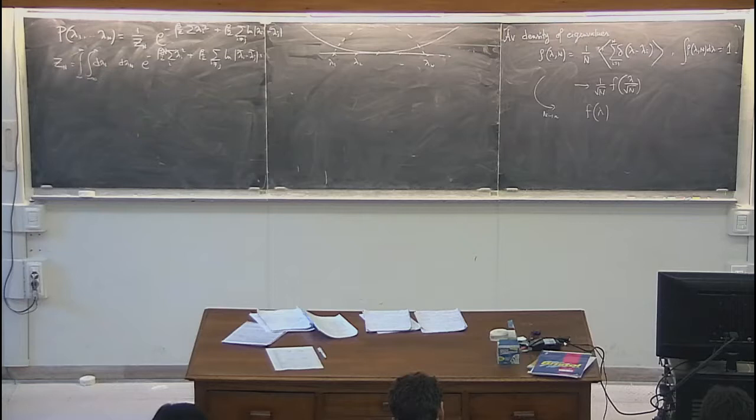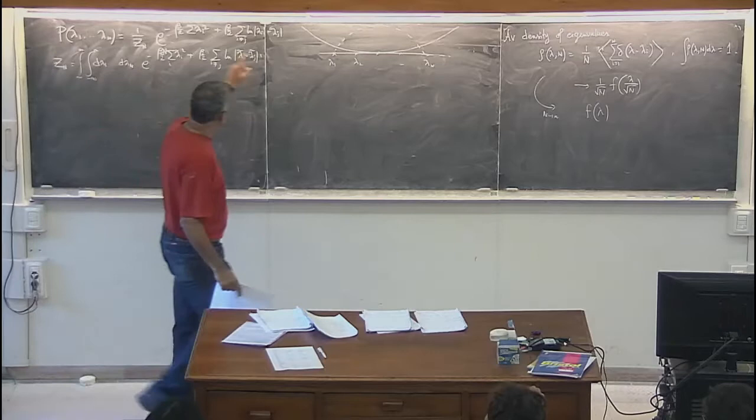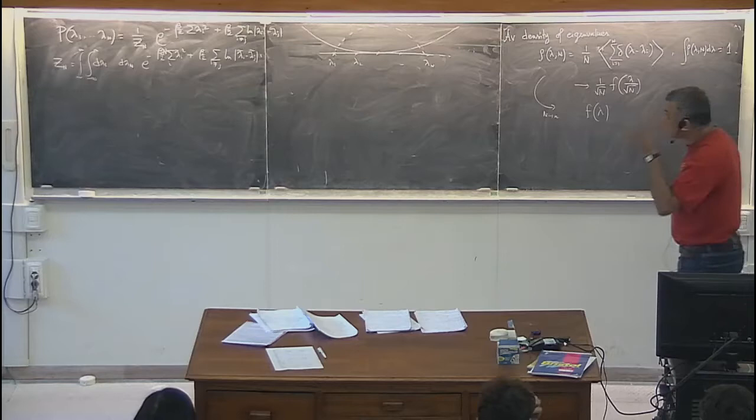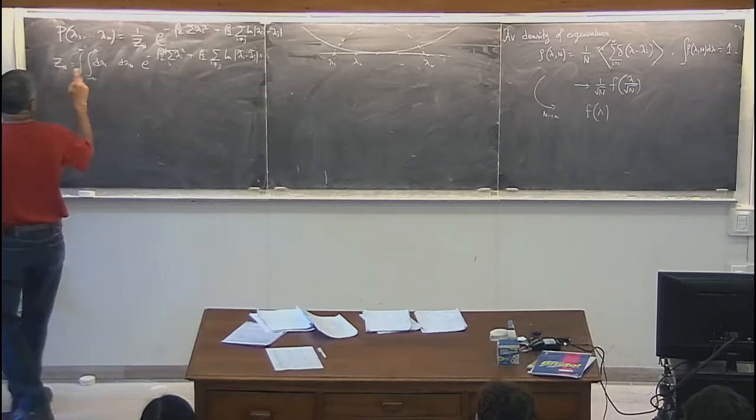So the whole idea is that in the large n limit, this is just a discrete set of points on the line, right? I want to somehow go in the large n limit to a continuum description. And I want to evaluate this partition function.